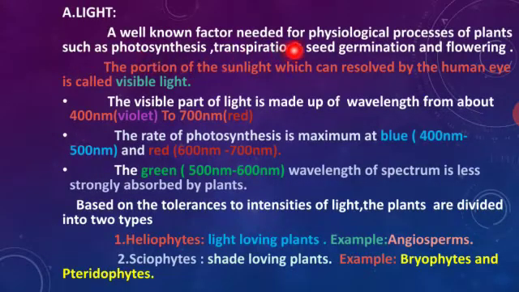Light is a well known factor that is needed for the normal physiological processes of the plants, for example photosynthesis, preparation of food, as well as transpiration, seed germination and flowering. The portion of the sunlight which is resolved by the human eye is called visible light. The visible part of the light is made up of wavelengths from 400 nanometer, violet color, to 700 nanometer, red.